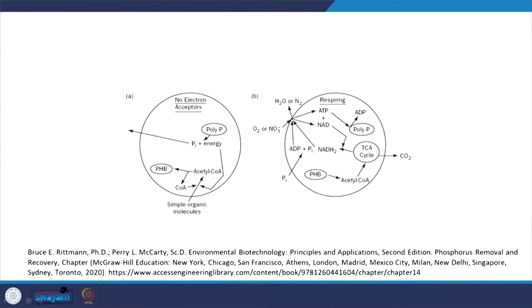And we look at it in slightly more detail. This is from Bruce E. Rittman, Environmental Biotechnology, Principles and Applications, Bruce E. Rittman and McCarthy, right.